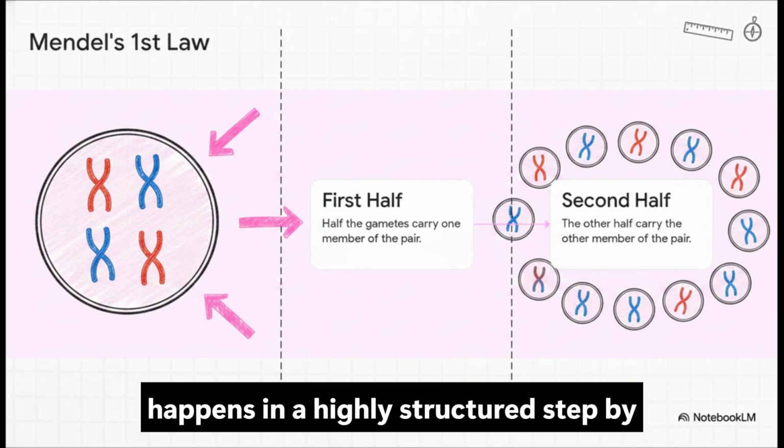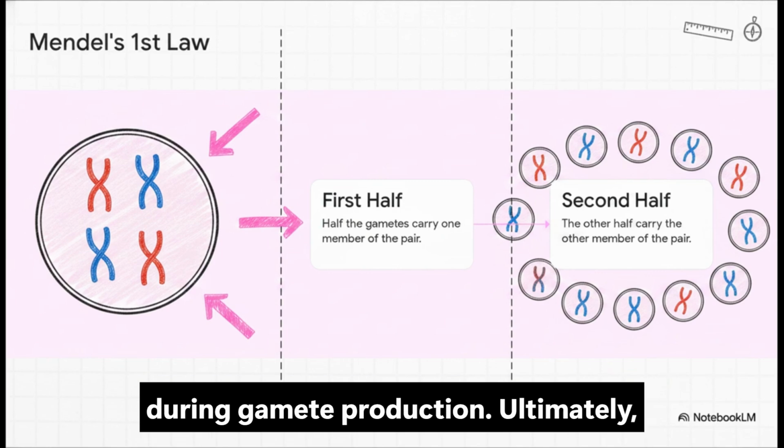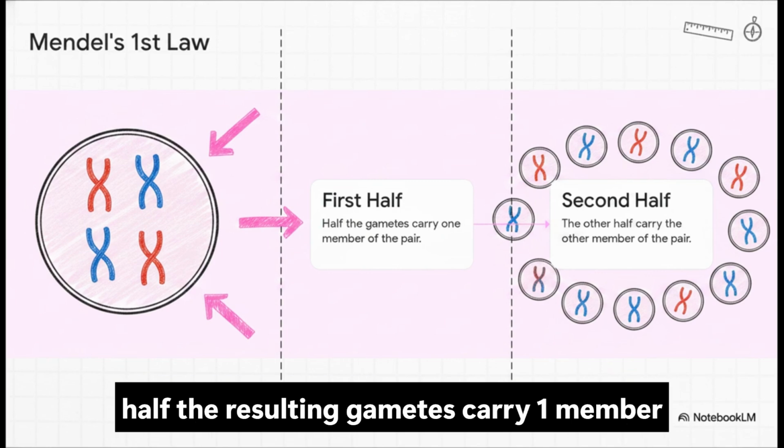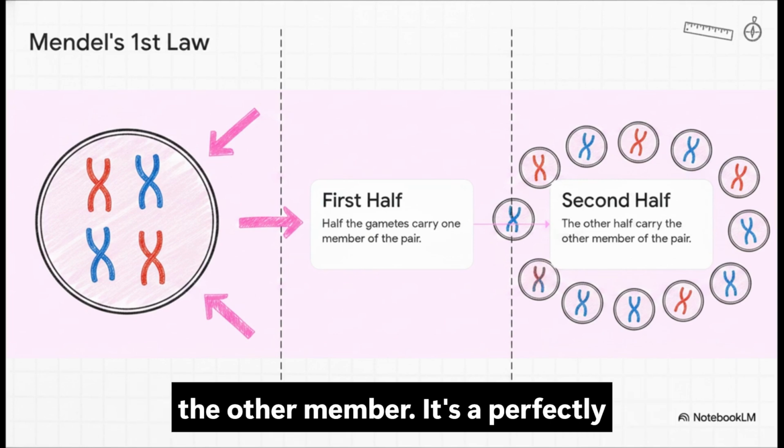And this happens in a highly structured step-by-step process. Parent cells start with paired genes. Those pairs then segregate during gamete production. Ultimately, half the resulting gametes carry one member of the pair, and the other half carry the other member. It's a perfectly divided system.